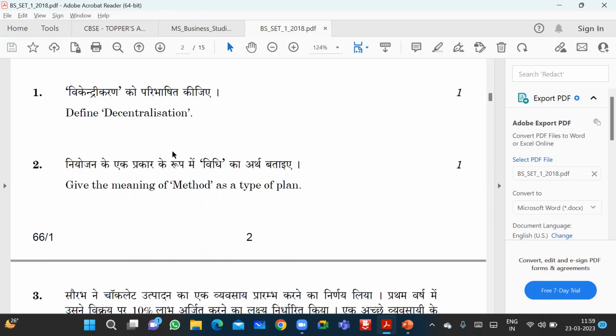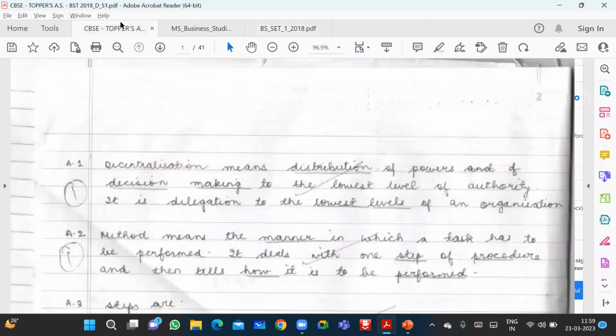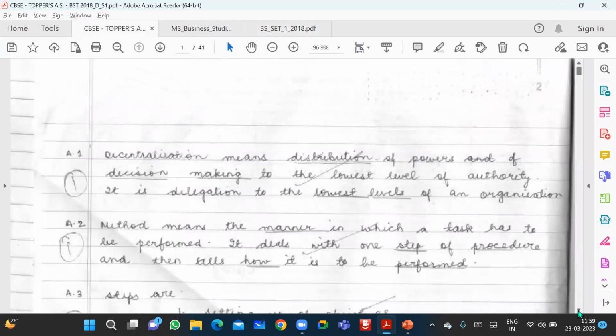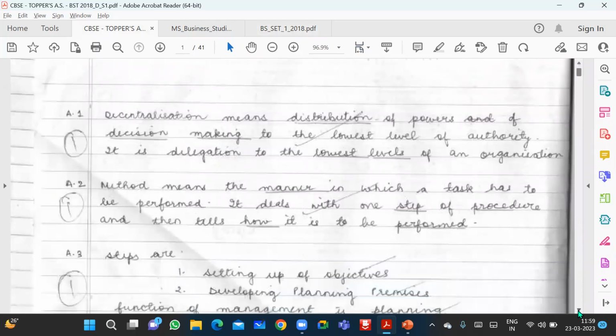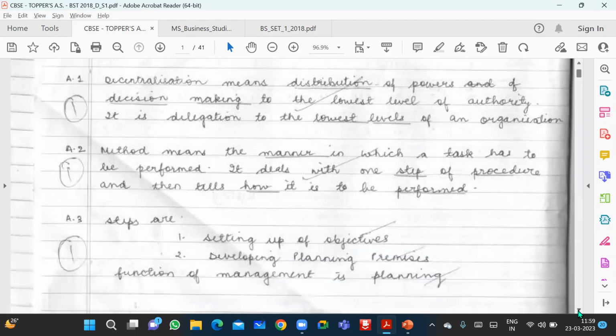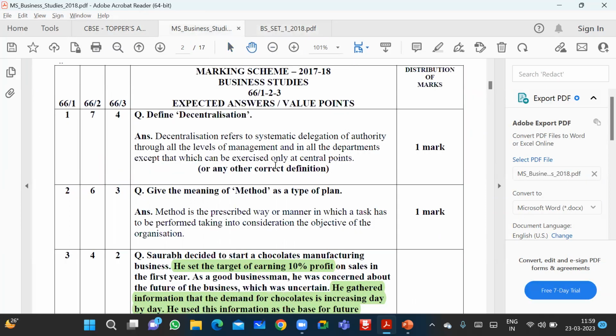Under this answer, again the topper has written the meaning of the method in about 25 words and highlighted the key points. So 1 mark for that explanation. A 1 mark answer may be given in 1 complete sentence.